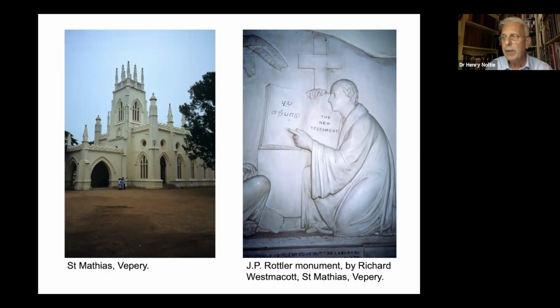He later returned to Vepery, where he supervised the building of St. Matthias Church, and it was here that he died in 1836 at the great age of 86. A monument in the church by Richard Westmacott shows Rottler expanding his Tamil translation of the New Testament to an Indian convert who sits beneath a banana plant.